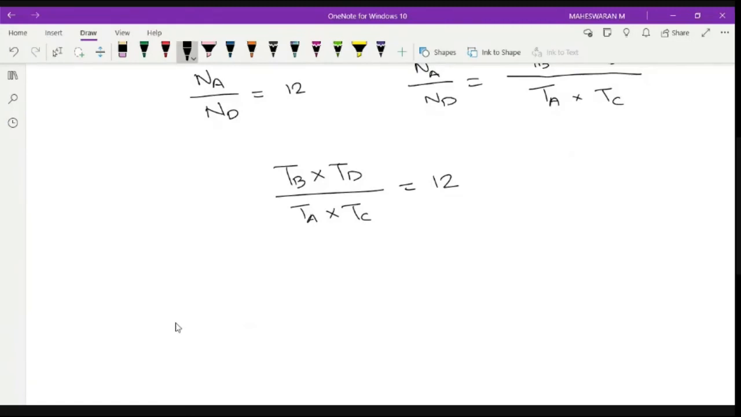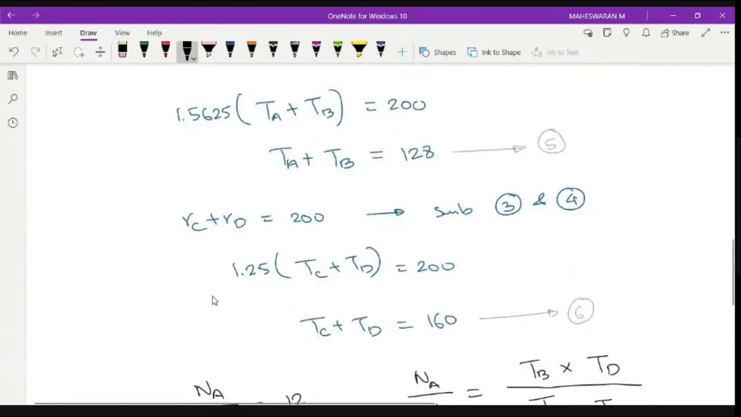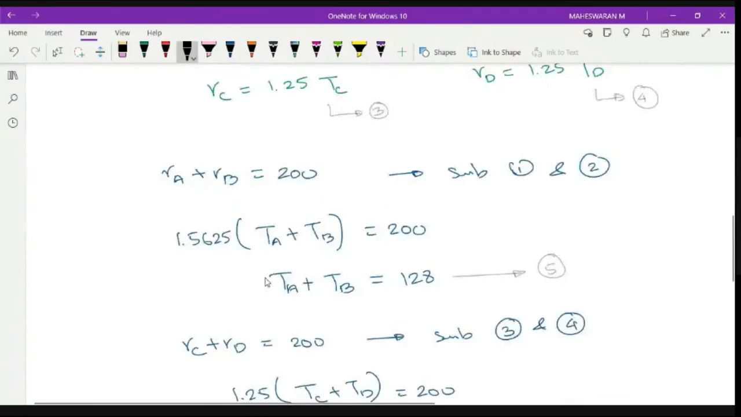So what are the things to do? Sir, we have to mainly use that RA plus RB is equal to RC plus RD. In terms of T, we have to substitute to get the answer, sir.